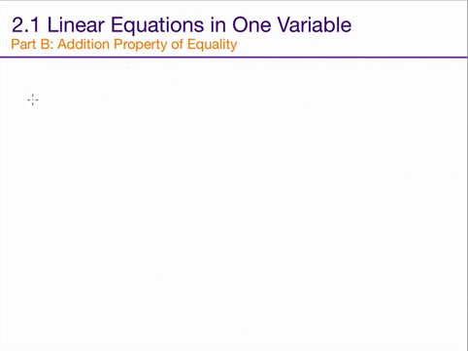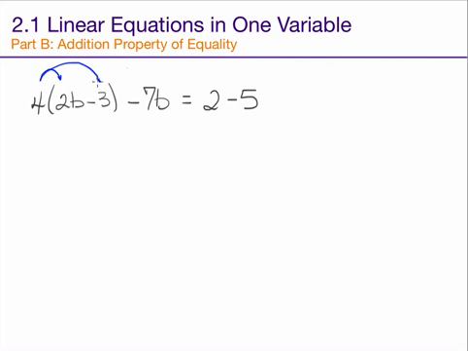Another example, 4 times 2b minus 3 minus 7b equals 2 minus 5. What value does b have to be here to make this sentence true? It's not obvious, is it? We need to use distribution, the commutative property of addition, and combining similar terms to get this problem ready. We'll start with the distribution.